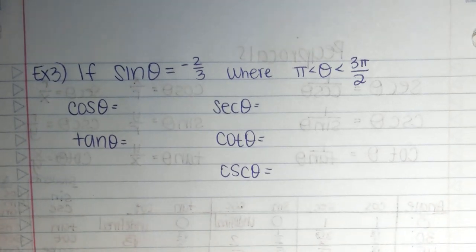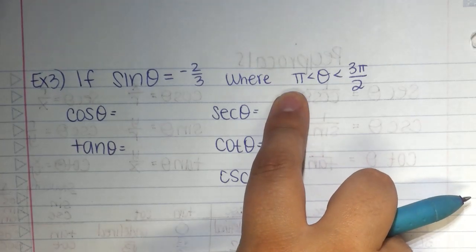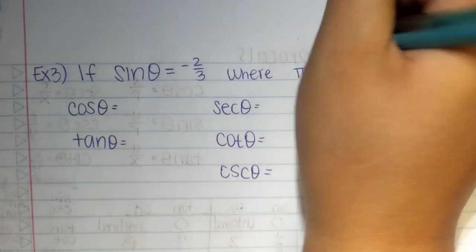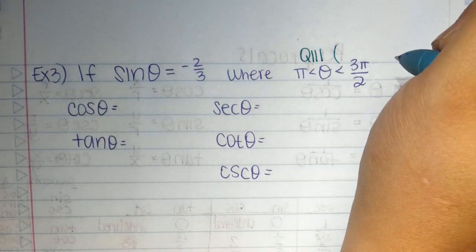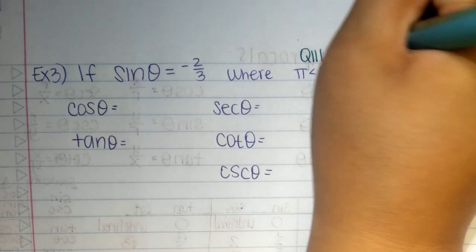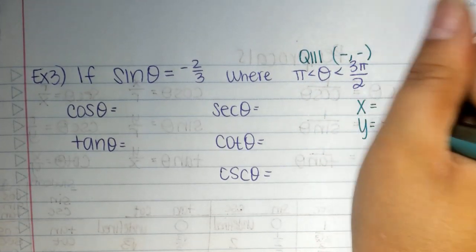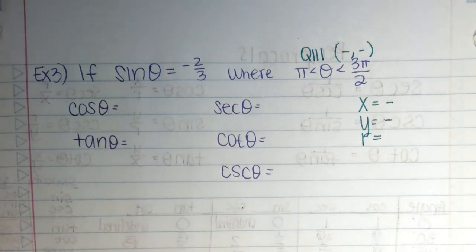Why is it in the third quadrant? Because it's between 180 and 270. Do y'all agree? If you're in between pi and 3 pi over 2, you are in quadrant 3. So what do I know about x and y? They're both negative. Y'all agree with that? Yes.